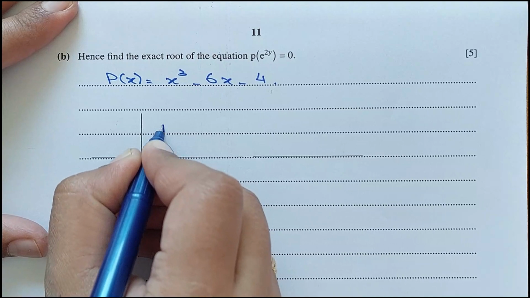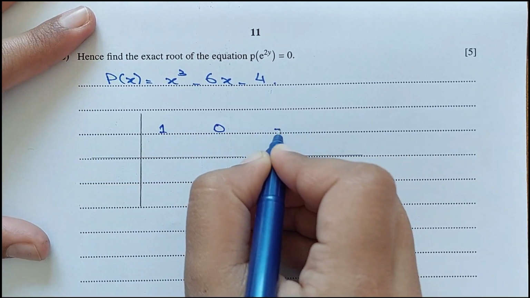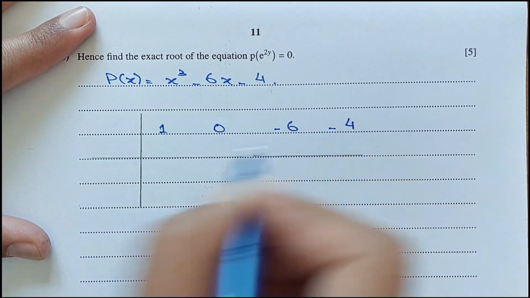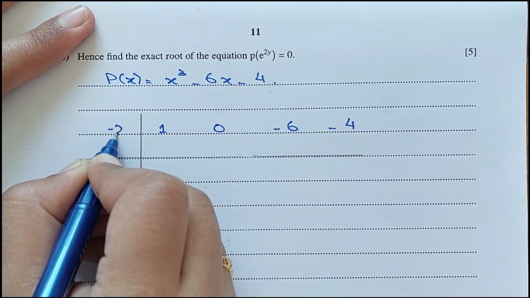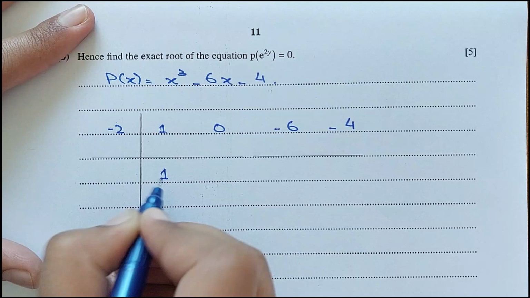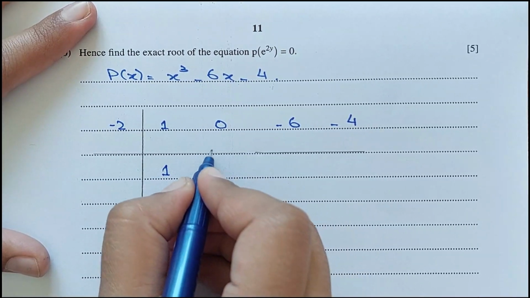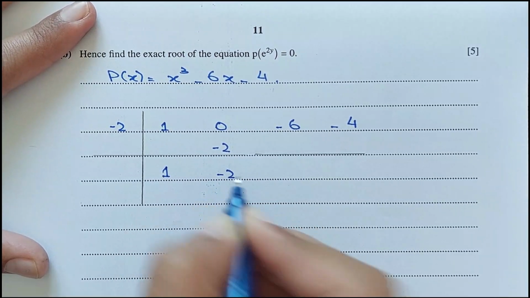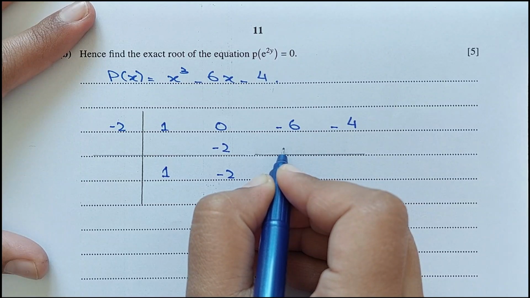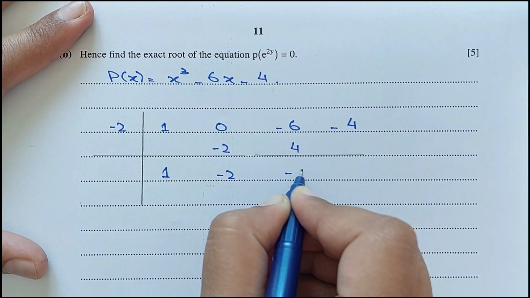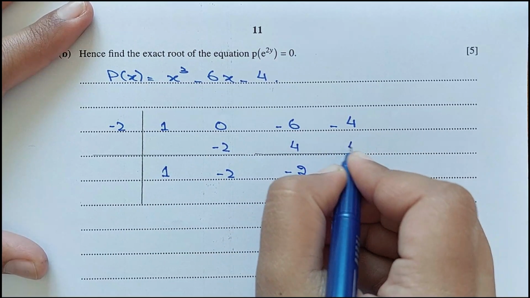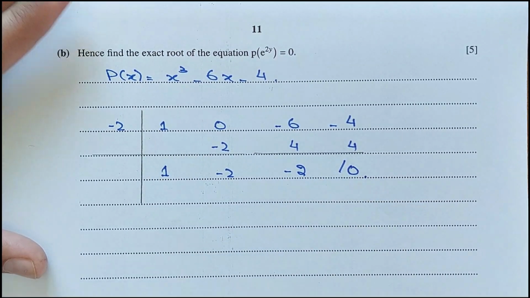So x cube coefficient is 1. There is no x square coefficient. X coefficient is minus 6. Constant term is minus 4. So we have minus 2. So bring 1 down. This is minus 2 times 1 is minus 2. Minus 2 times 2 is 4. This would be negative of 2, and 2 times 2 is again 4. This would be equals to 0, right?